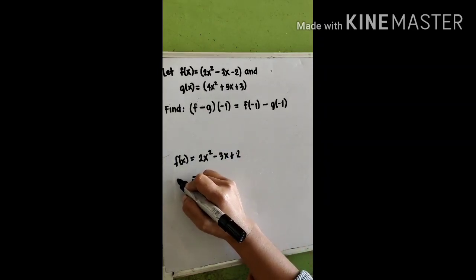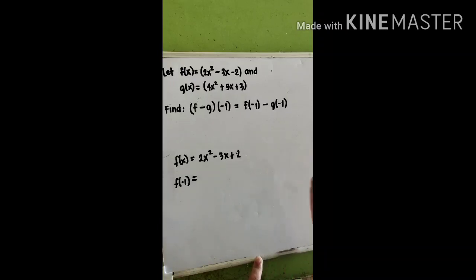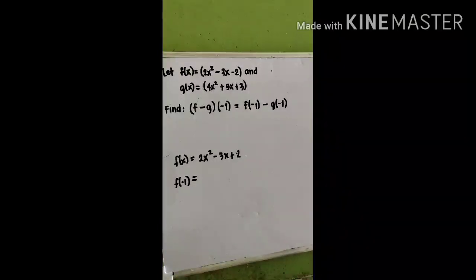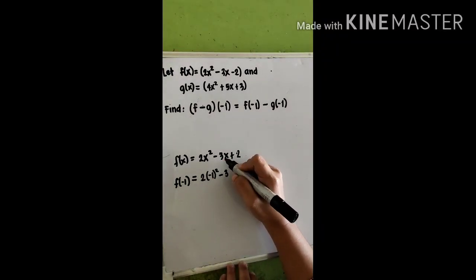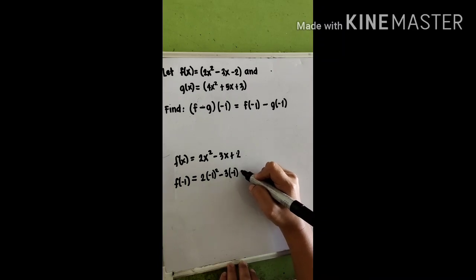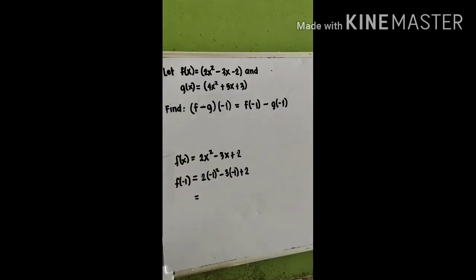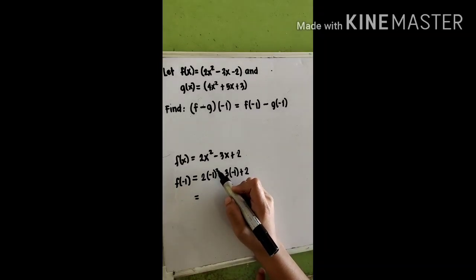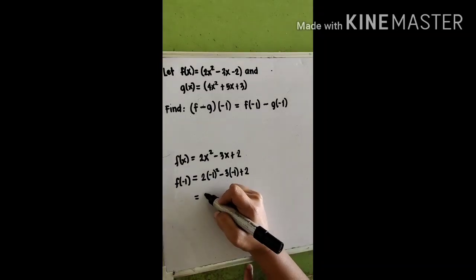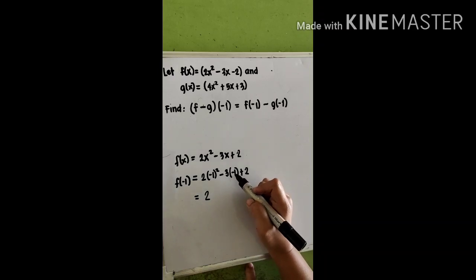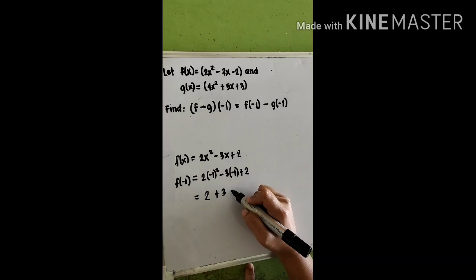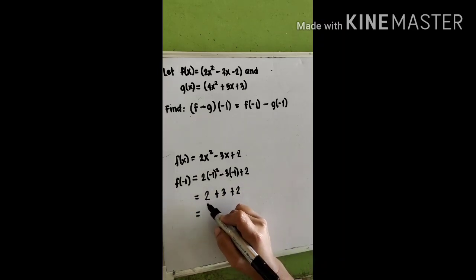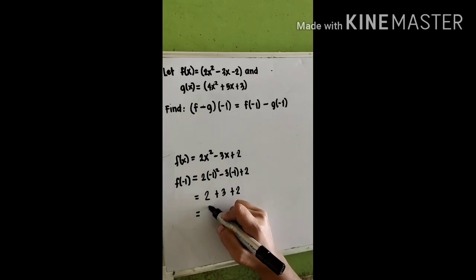Now finding f of negative 1, we have to substitute negative 1 into the value of x. So we have 2 times negative 1 squared minus 3 times the x, which is now negative 1, plus 2. Now applying the PEMDAS rule, we have negative 1 squared, that's 1 times 2. So we have 2. We have negative 1 times negative 3, that's positive 3, and then plus 2. So we have 2 plus 3, that's 5, plus 2, that's positive 7.